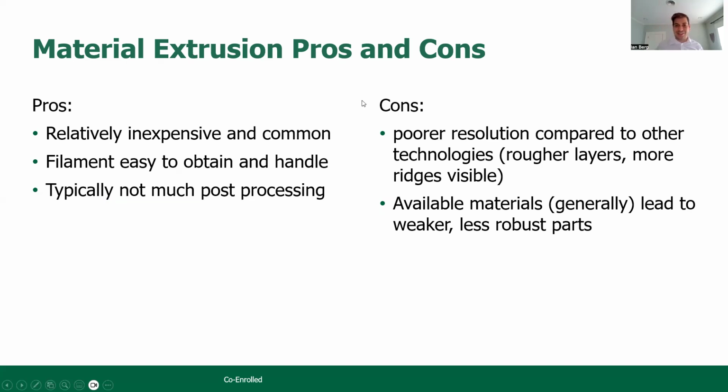But the cons of this technology is generally poorer resolution than other technologies that we'll talk about. You'll have rougher layers, more visible ridges. Very clearly has been 3D printed. And for the most part, you have weaker, less robust parts. So it depends what you're doing this for. If you're trying to prototype a functional object, there's a good chance that this won't be good enough. But for things that are really just all about look, aesthetic, and what you want to achieve looking at it, then often this type of 3D printing is plenty advanced for whatever you want to do.